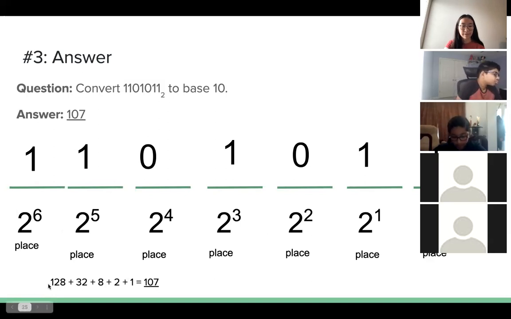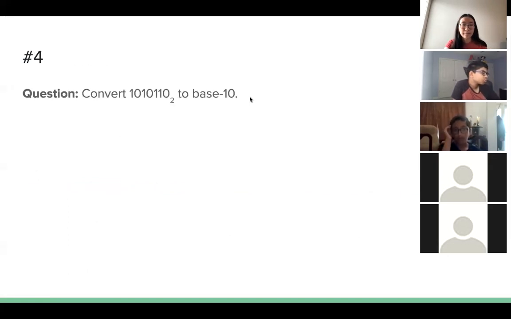Okay, that is a bit messed up, but it should say 64 for that first one, not 128, plus 32 because there's a 1 in the 2 to the 5th place, plus 8 because there's a 1 in the 2 to the 3rd place, plus 2 because there's a 1 in the 1st place, and then plus 1 because there's a 1 in the 2 to the 0th place. So when you find the sum of all of that, you get 107.